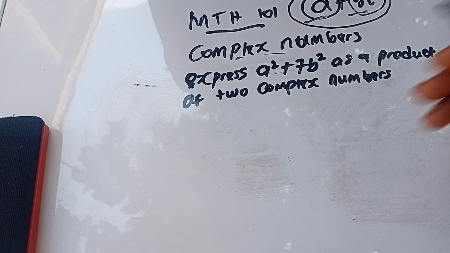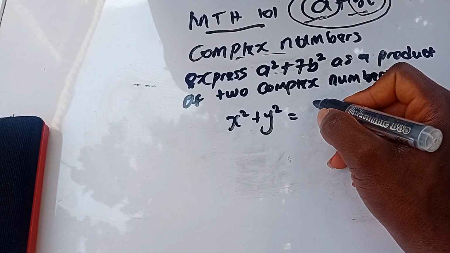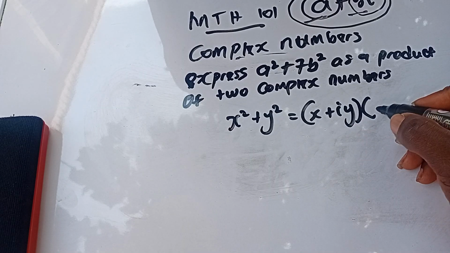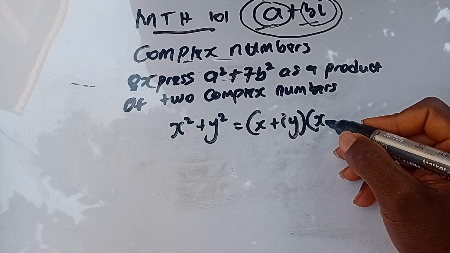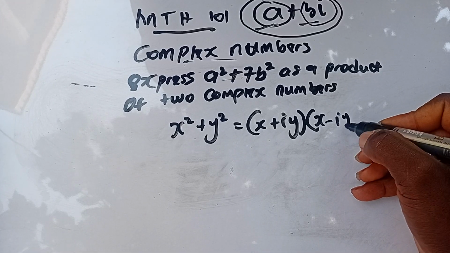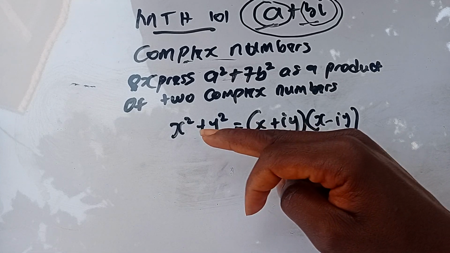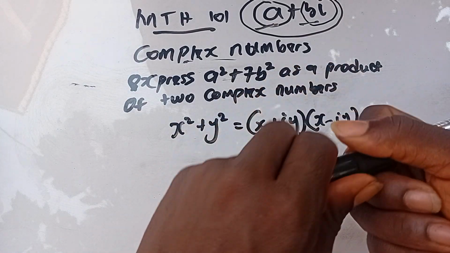So please take note, x square plus y square equals x plus iy times x minus iy. Now normally this looks like difference of two squares, which should be minus, but in terms of complex numbers, this guy equals this guy. Just know that. Now let's check.